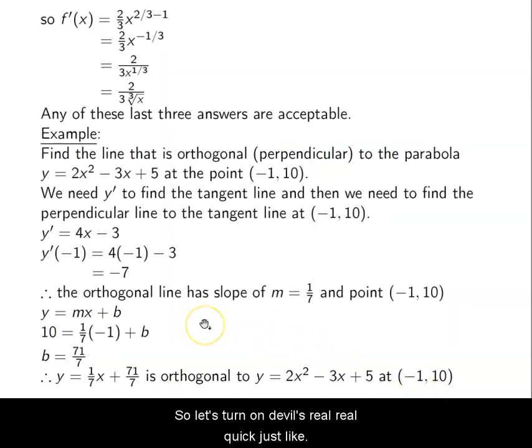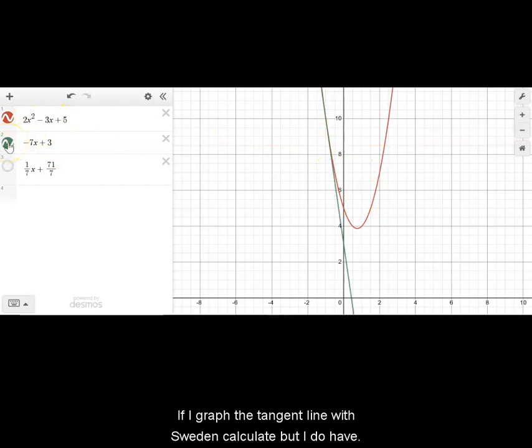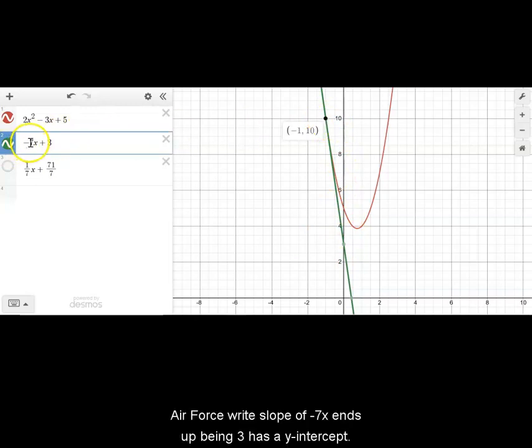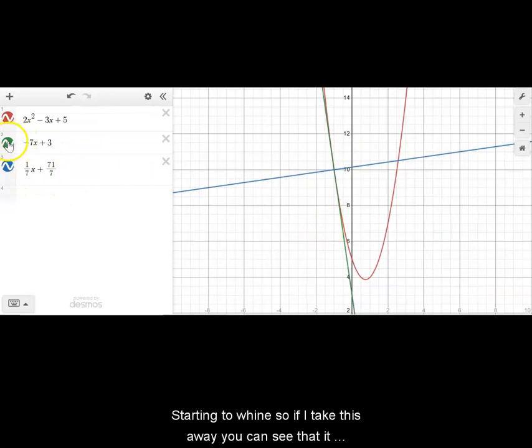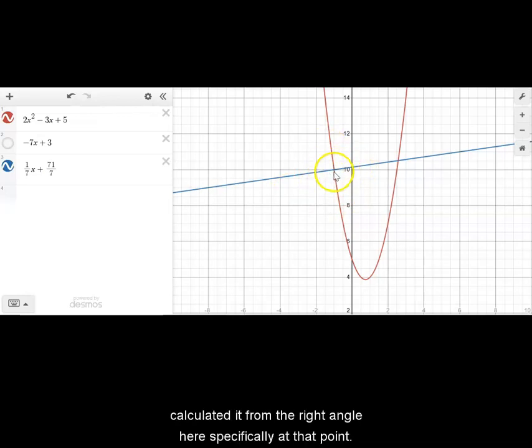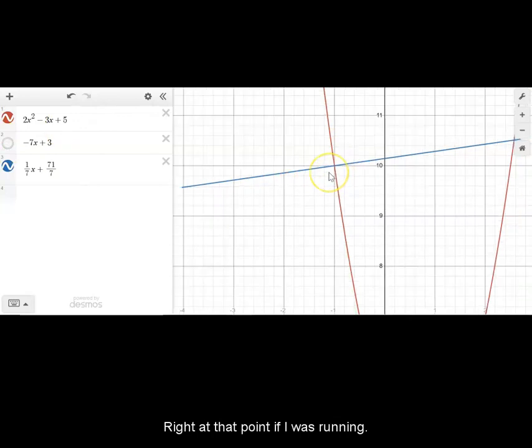Okay, so let's throw that on Desmos real quick, just so that we can see that. Okay, so we have my function 2x squared minus 3x plus 5. If I graph the tangent line, which we didn't calculate, but I do have here for us, right? Slope of -7, and the y-intercept ends up being 3. This is the orthogonal line. So if I take this away, you can see that it forms, we calculated it, a right angle here, only specifically at that point. Right at that point it forms a right angle.